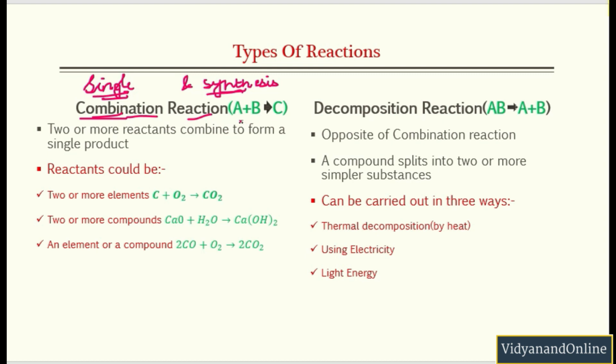Now this is the skeleton formula for this combination reaction. A plus B, which are the reactants, are combined in order to form a single product. Now these reactants can be two or many reactants. These reactants can be two or more elements, two or more compounds, or an element and a compound. I believe that you know what elements are. Elements are made up of the same kind of atoms, whereas compounds are made up of different kinds of atoms. If you don't know about these, please go through the concept classes. Now we are going to understand these things in a much broader way.